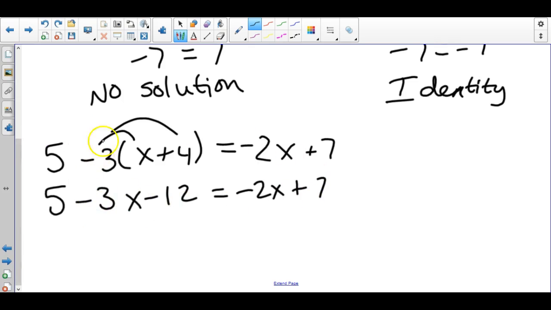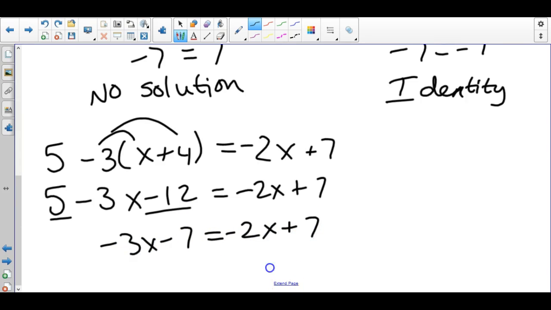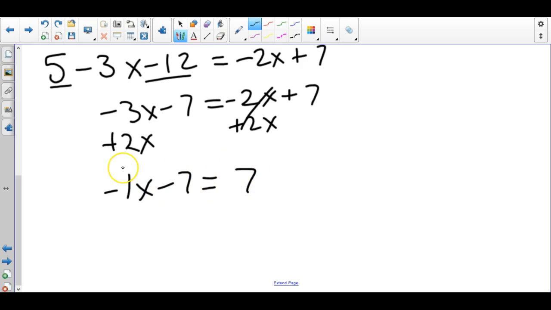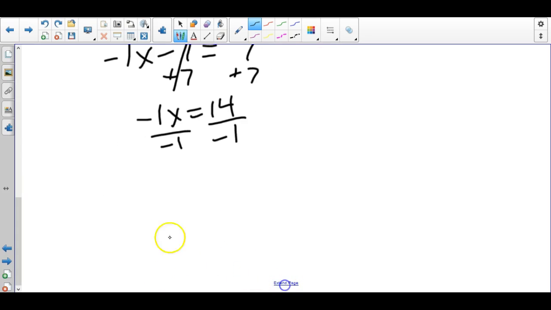These beginning steps are the same. We distribute the negative 3, we combine the 5 and the negative 12. This time, when I do my opposites, let's say we add 2x to both sides. Negative 3x plus 2x is negative 1x. Notice this time the variables did not cancel out. We still have a variable here. Add 7 to both sides, we get negative 1x equals 14. And then since there's this negative 1, we do have to divide both sides by negative 1. So we get x equals negative 14.